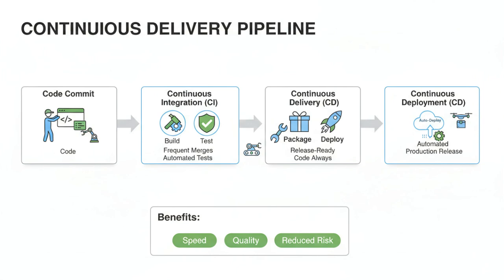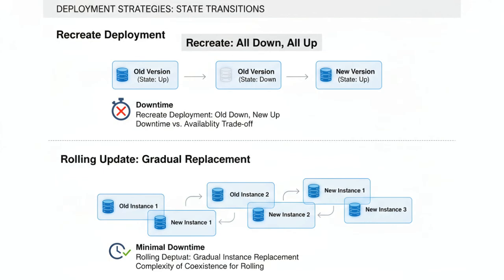Continuous delivery, CD, then extends CI by automatically preparing every validated code change for release to production, ensuring it's always in a deployable state. Continuous deployment takes it a step further, automatically deploying every change that passes all tests to production without human intervention. These pipelines dramatically increase deployment frequency, reduce risk, and improve overall software quality by embedding automation at every stage. Let's delve into two fundamental modern deployment strategies.